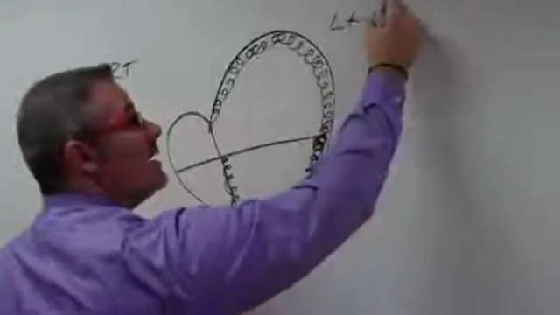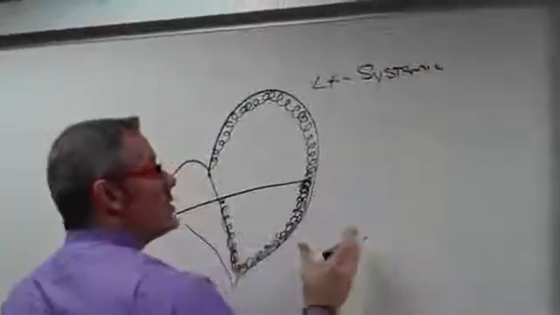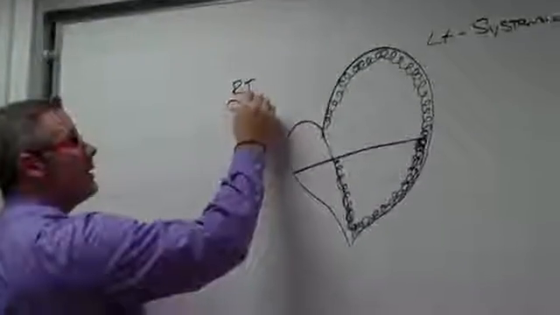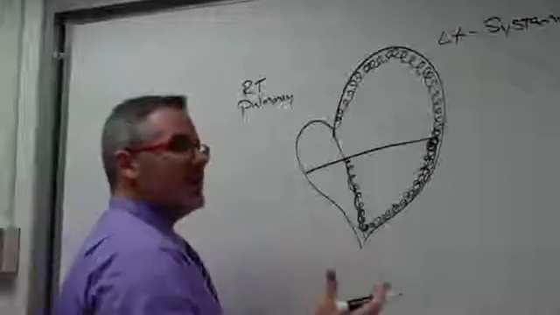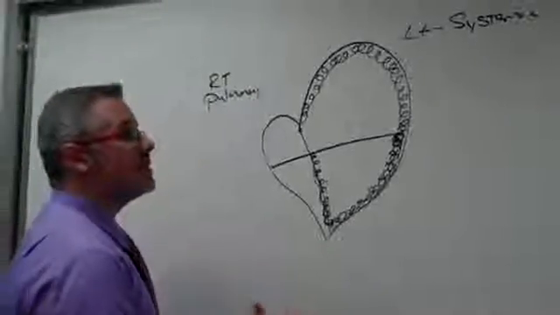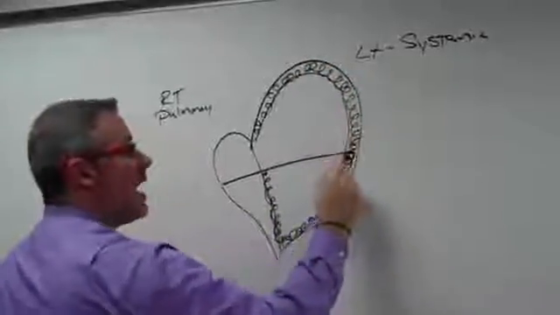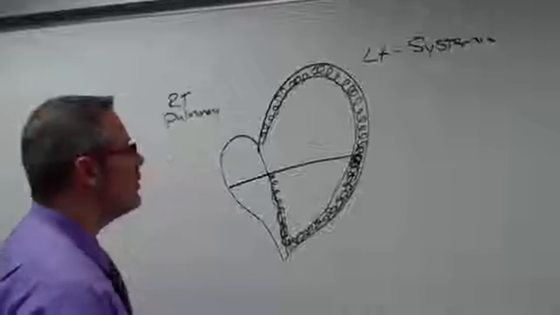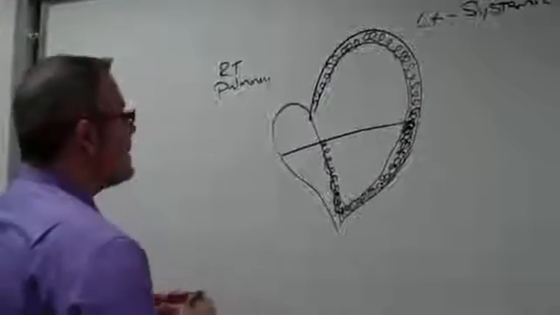The left side deals with systemic circulation, while your right side is dealing with pulmonary circulation, meaning the only job the right side has is to pump blood to the lungs to pick up oxygen. While the left side of the heart is taking that oxygenated blood and now pumping it to all the systems of the body. So let's take a look at some of the structures here.